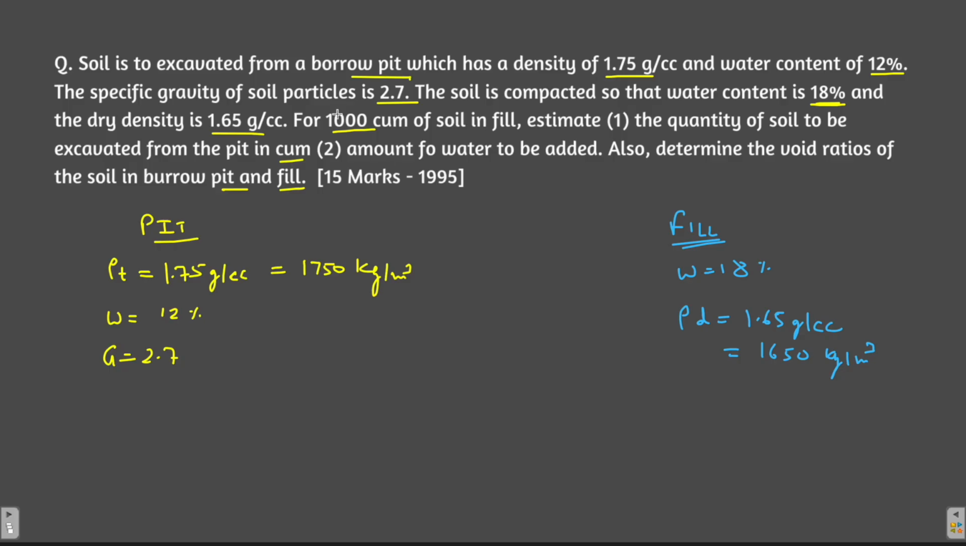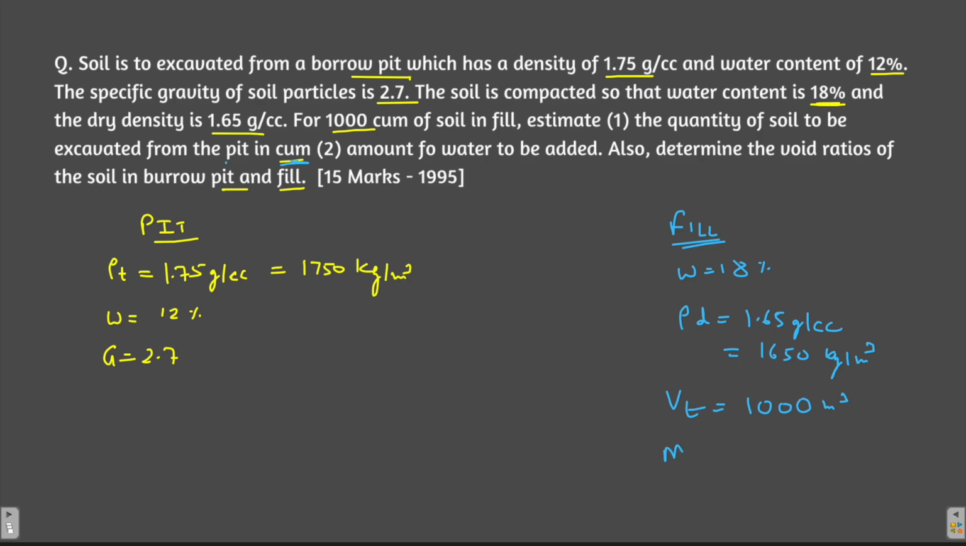Now for 1000 cubic meter of soil in the fill. So what do you want? You want 1000 meter cube of the soil in the fill. We have to estimate the quantity of soil to be excavated from the pit in cubic meter. So first thing first, how much soil do we want in the fill? The volume of total soil in the fill is 1000 meter cube.